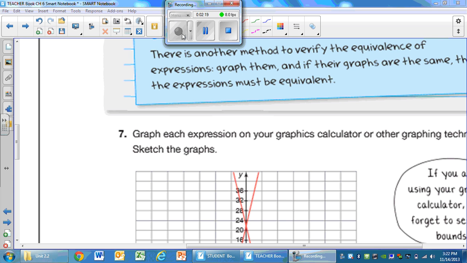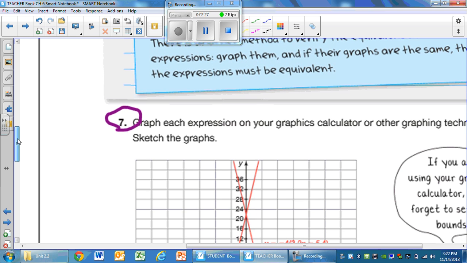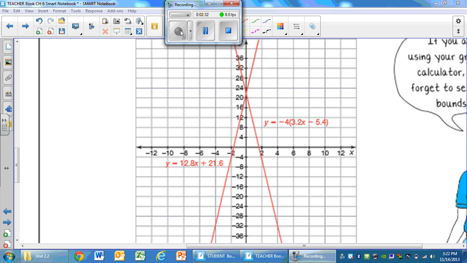All right, next page. Let's move on and do number 7. So it wants us to graph both. So in your graphing calculator, you would hit the y equals button. Just kidding, hold on. Yes, the y equals button.